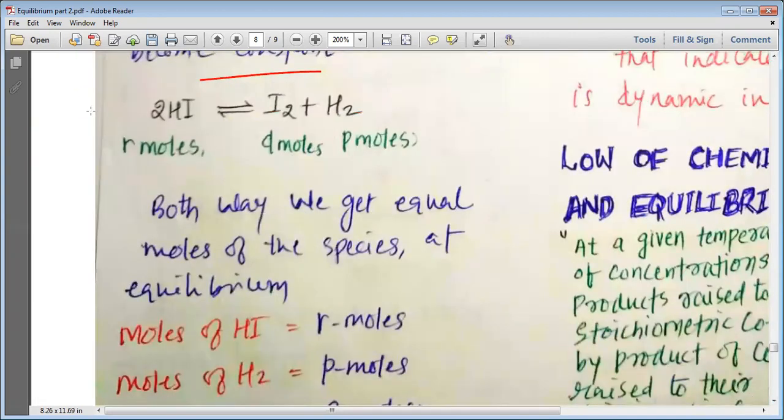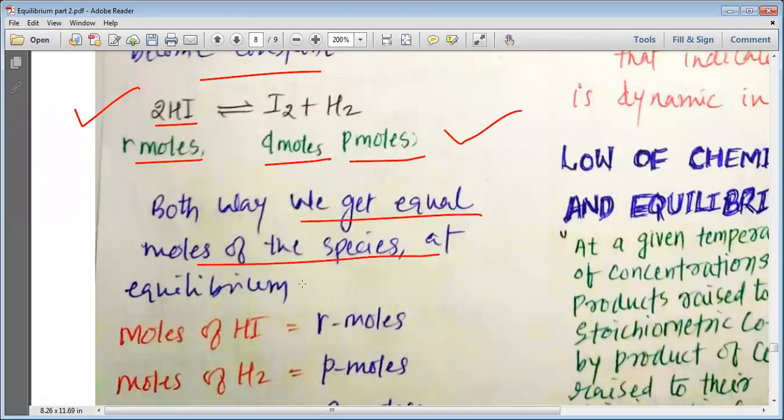When we measure the equilibrium concentrations of these species, we find that we have R moles of HI, Q moles of I2 and P moles of H2, which is very similar to the previous case where we started from I2 and H2. Both ways, we get equal moles of species at equilibrium.